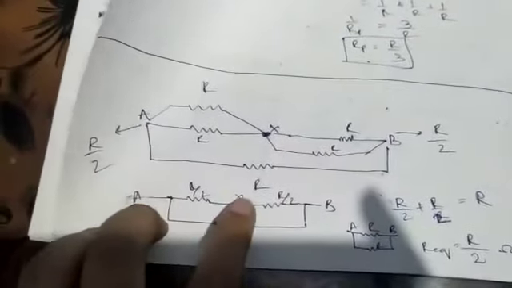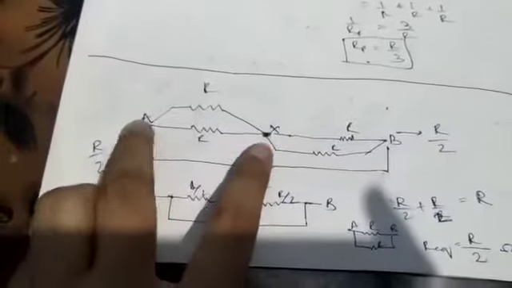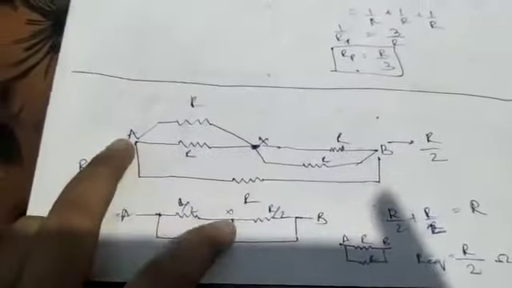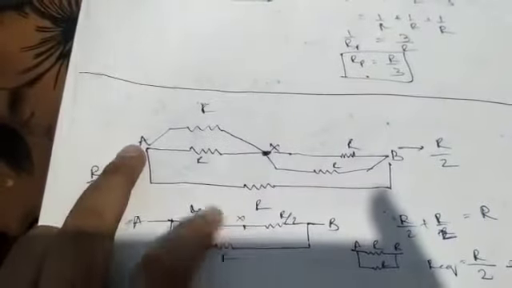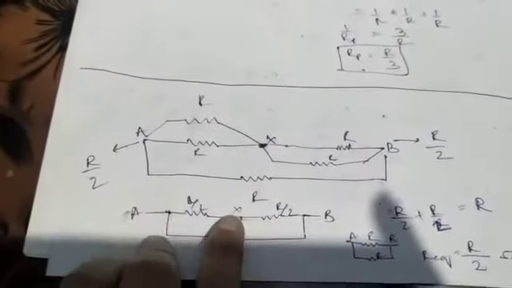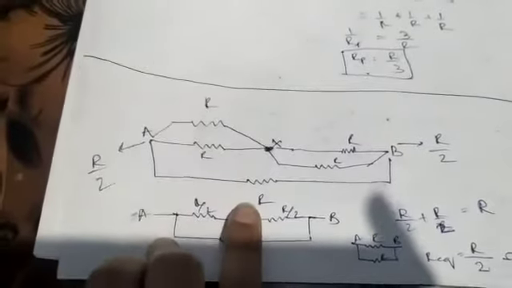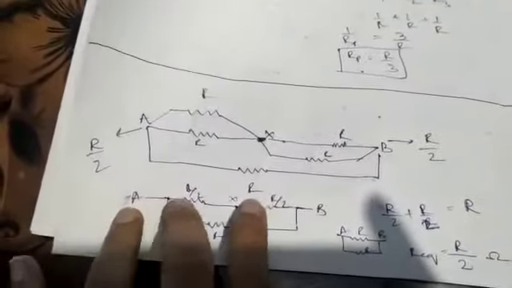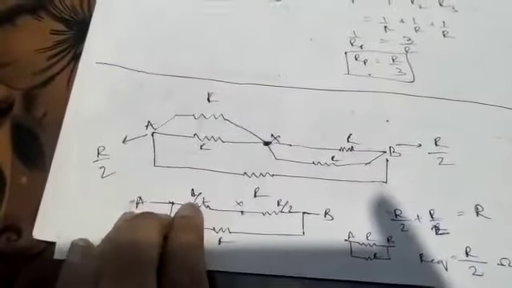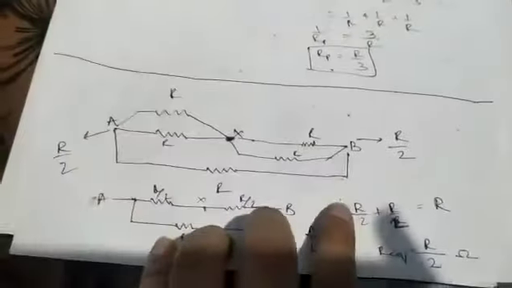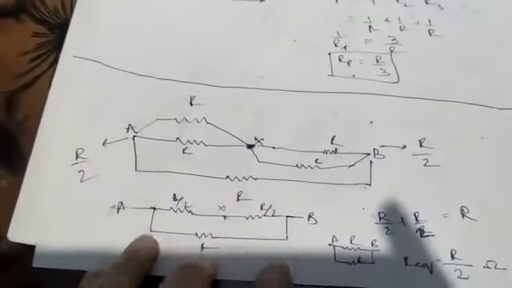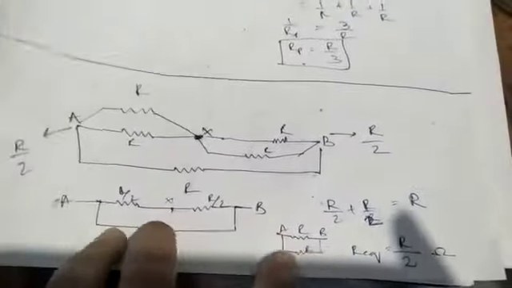Now the X point is not important for us because we want to find the resistance in between A and B. So these two will be in series. We don't have to consider X. So R by 2 and R by 2 in series gives R by 2 plus R by 2, which is R. So the whole of this value will be R, and down here also R. So between A and B we get R and R.